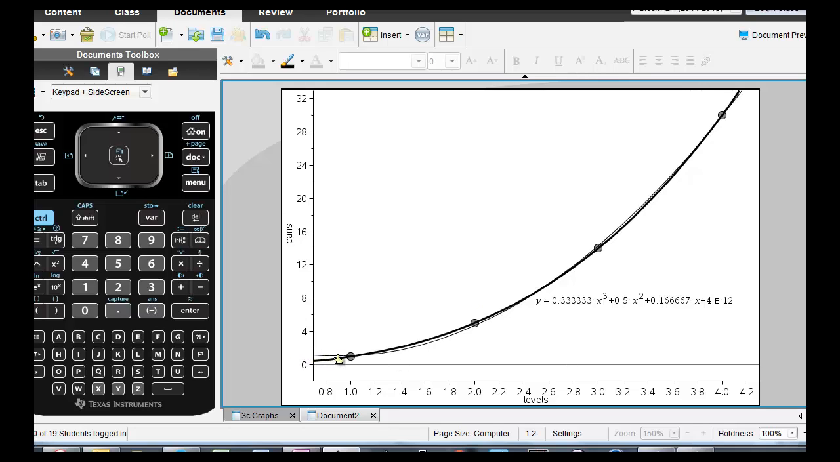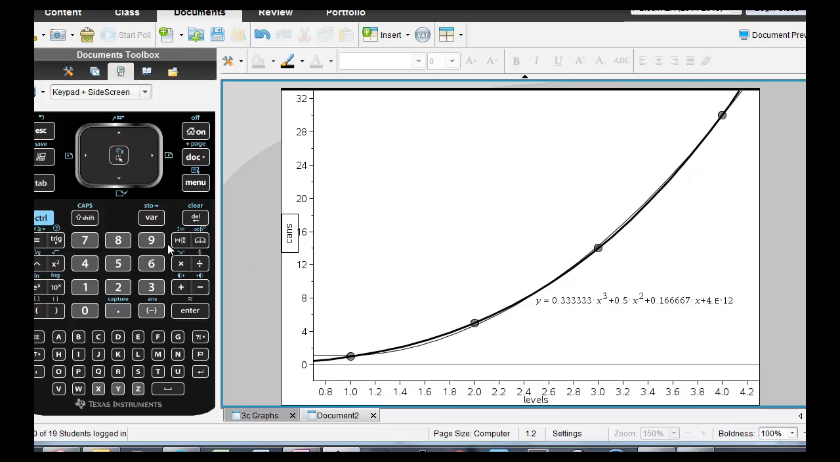It goes right through the center of that point, right through the center of that point, right through the center of that point, right through the center of that point. And here's my equation. About 1/3 times x cubed plus 1/2 times x squared plus 1/6 times x plus 0.000000004. Pretty much plus almost nothing. Let's see how good that equation is.